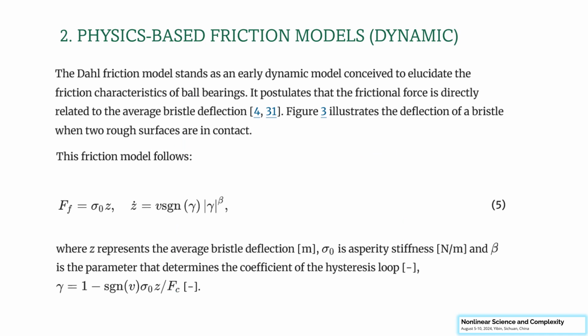Now let us talk about the dynamic friction models. The Dahl friction model stands as an early dynamic one, given in Formula 5. Here, the friction force is dependent on variable z, which is given here by a first-order differential equation dependent on the relative velocity, gamma and beta. Gamma and beta are non-dimensional.